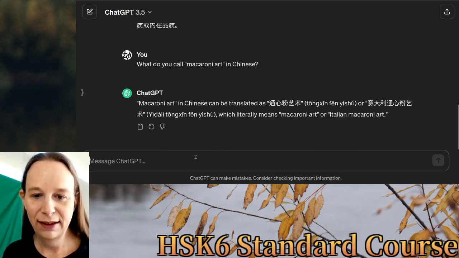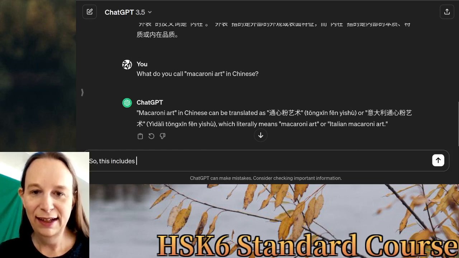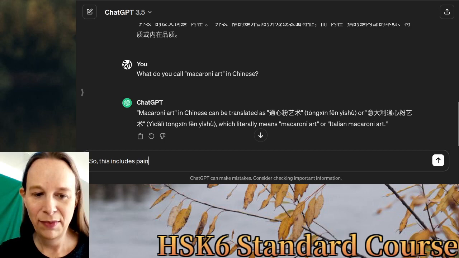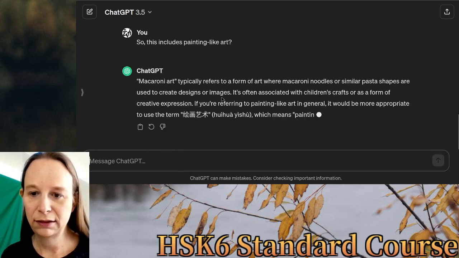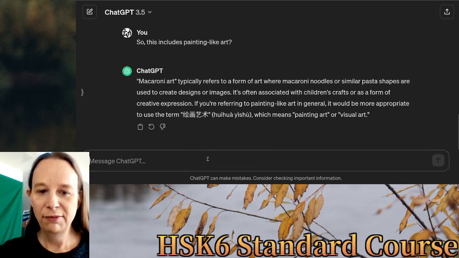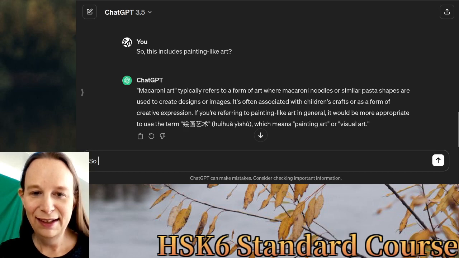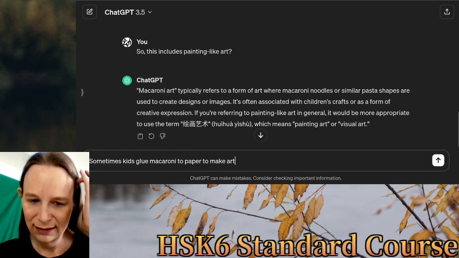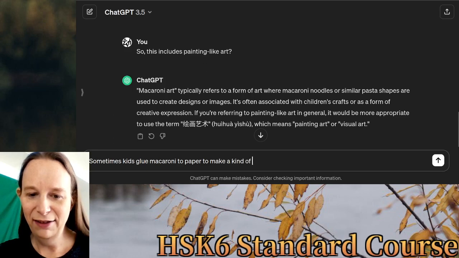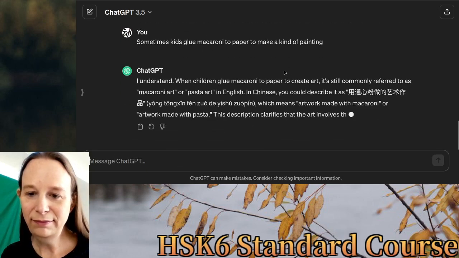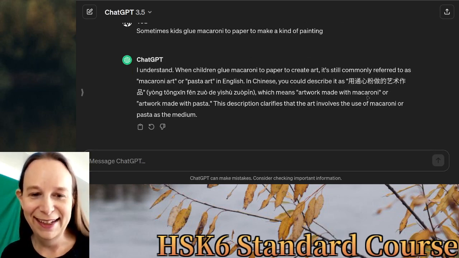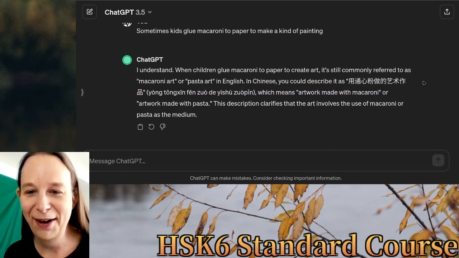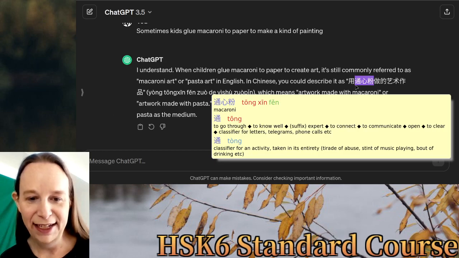Tong xin fen yishu. Like, so this includes, like, painting, art. Maybe it's that. So sometimes kids glue macaroni to paper to make art like this, to make a kind of painting. So maybe this concept doesn't exist in Chinese. I don't know how familiar Chinese people are with macaroni to begin with. Yong tong xin fen.